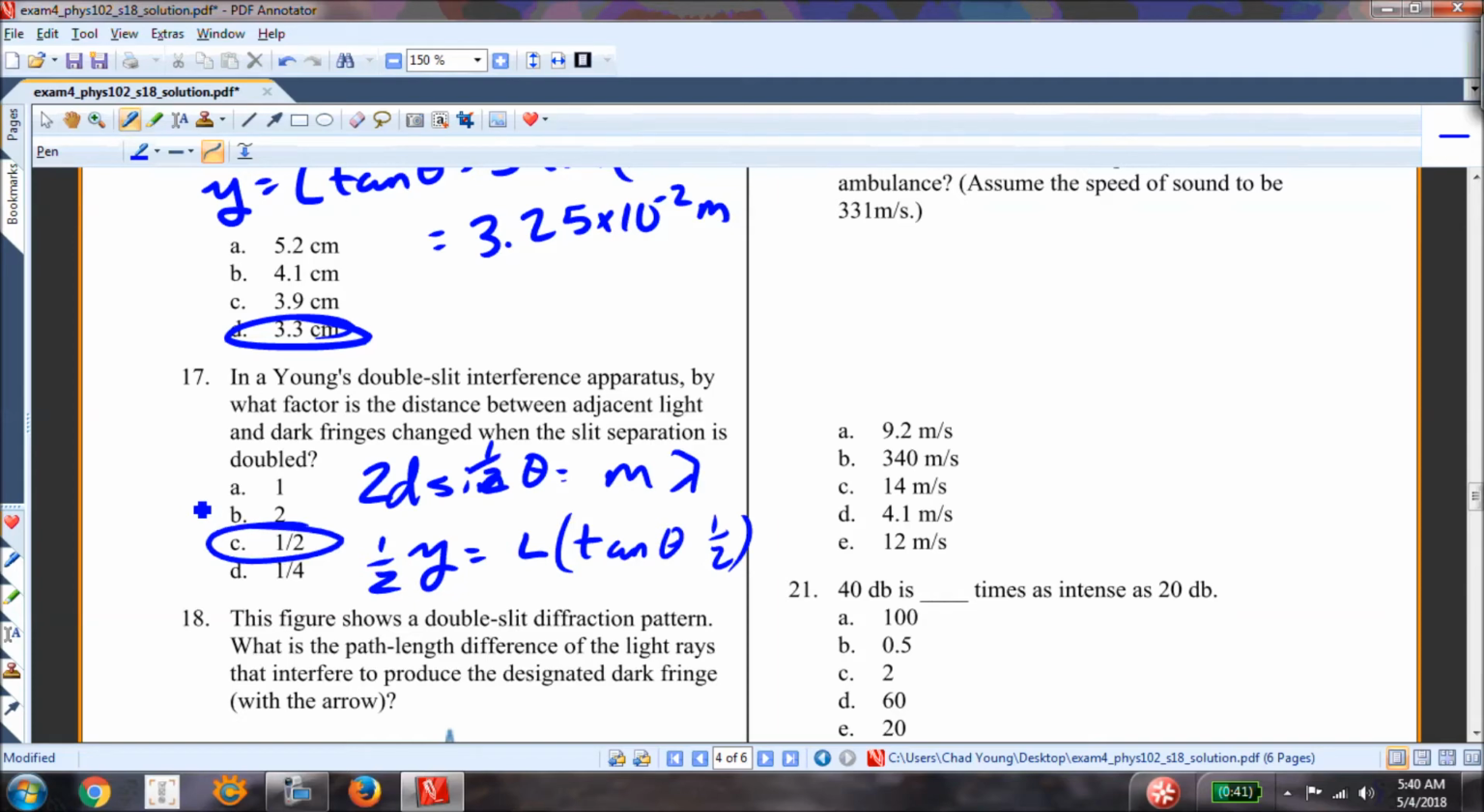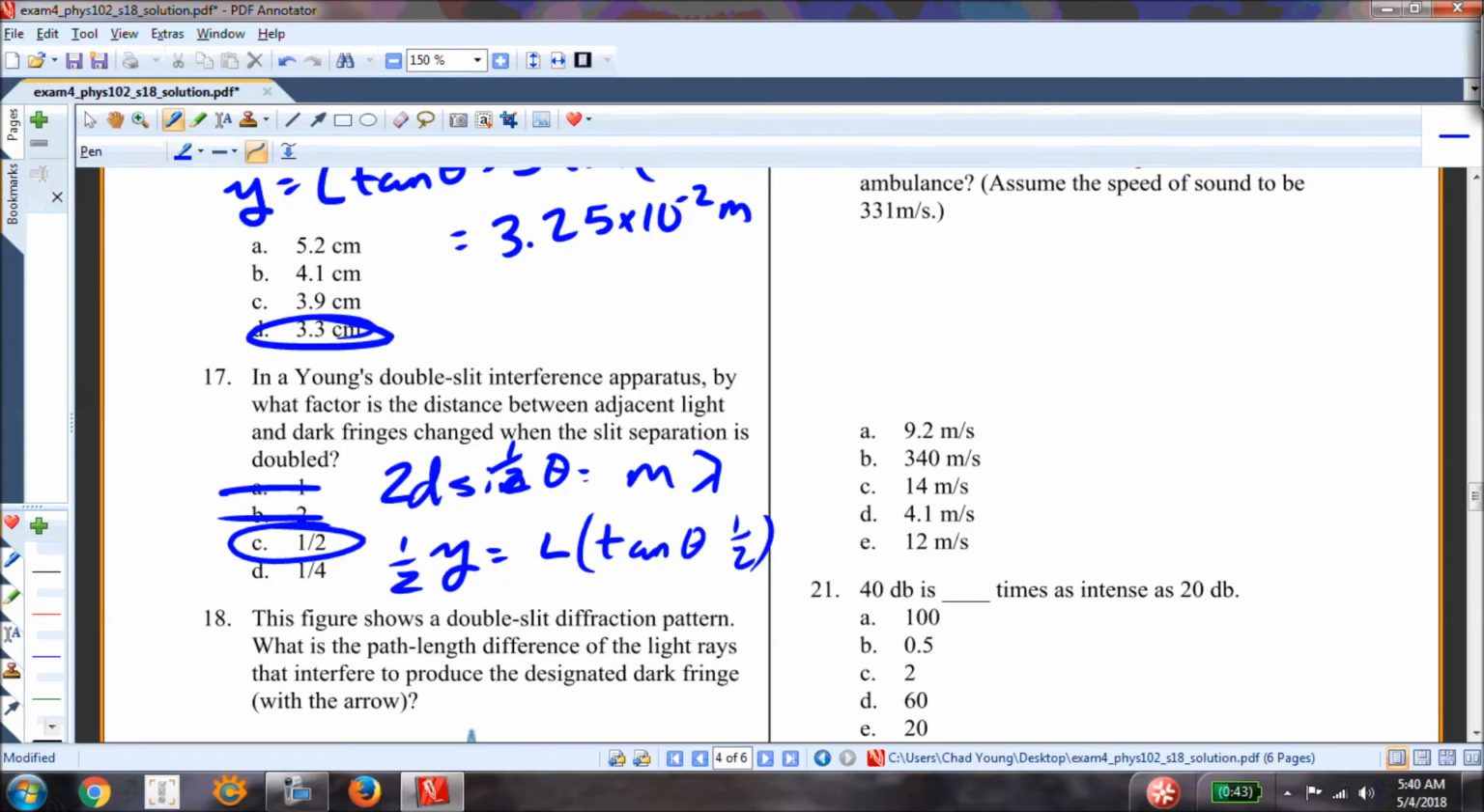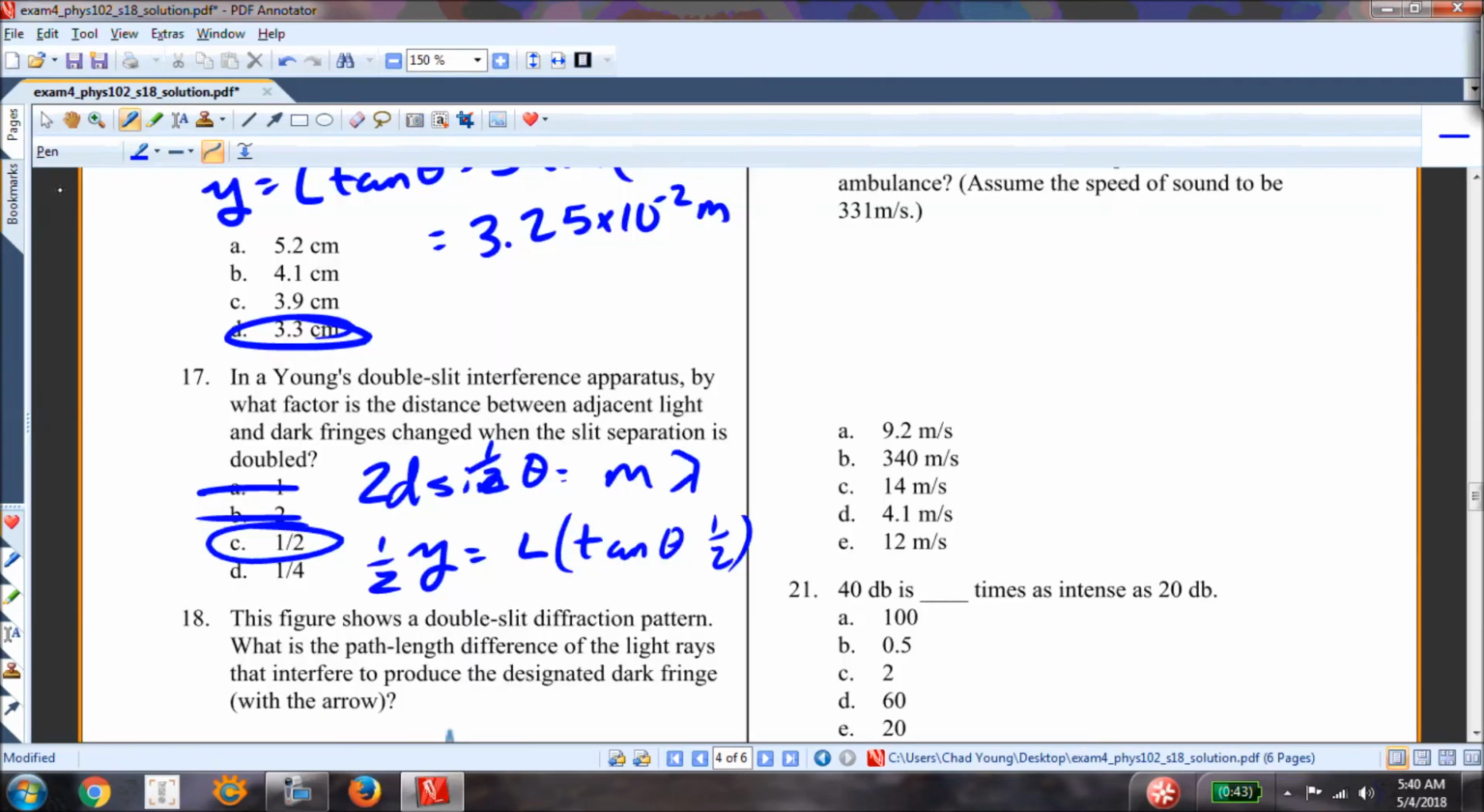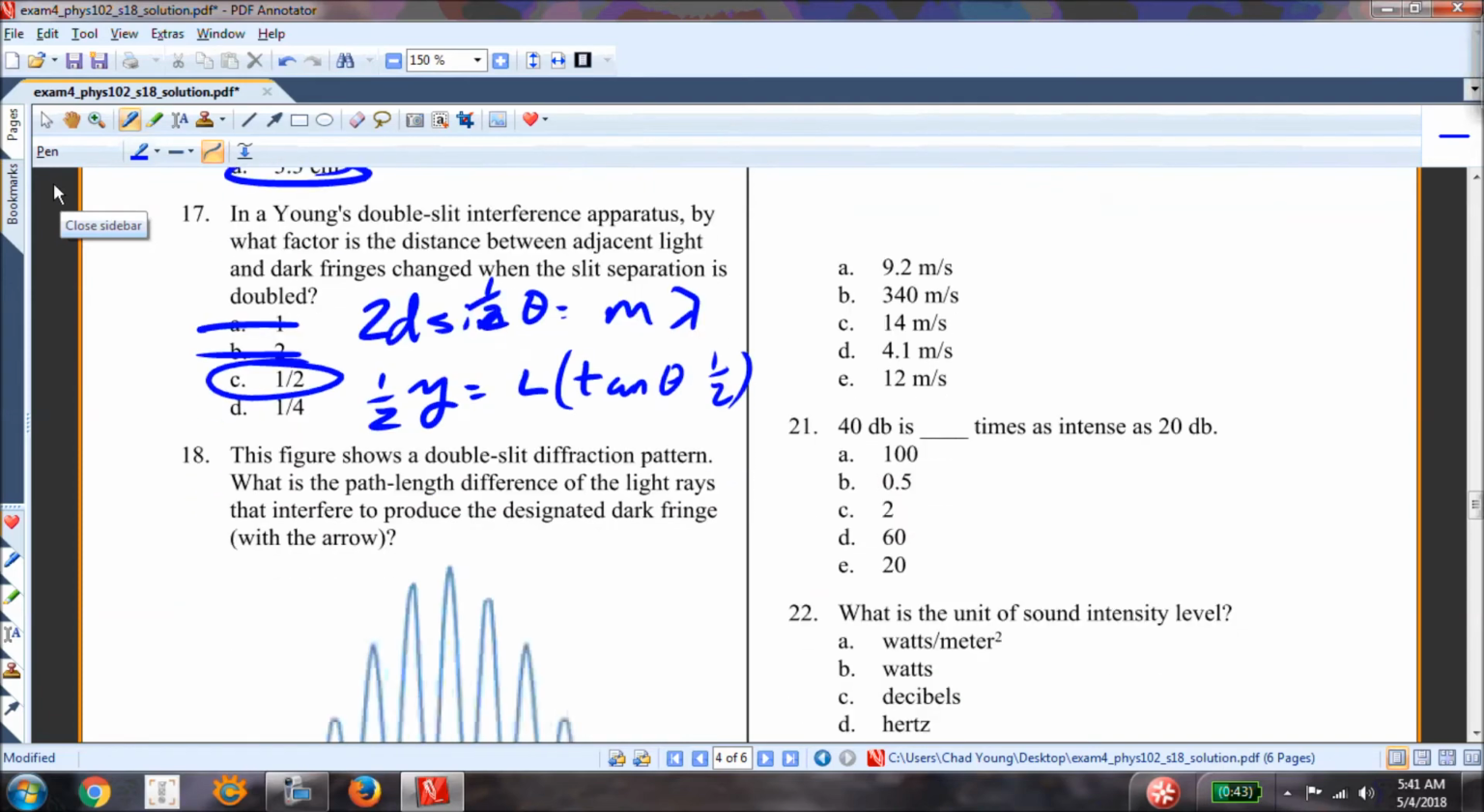Listen, you can think about this too. If I make my slits farther apart, then my fringes get closer together. And so I know that it can't be A or B. It has to be either C or D. And then it is a linear proportionality, so it has to be C.